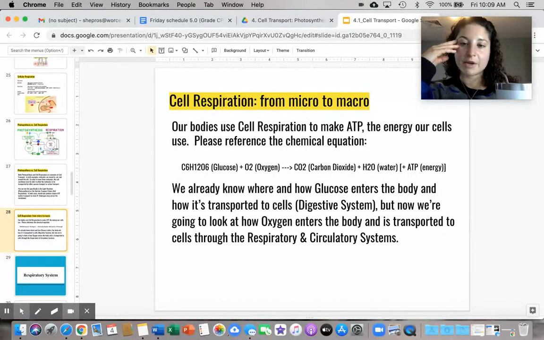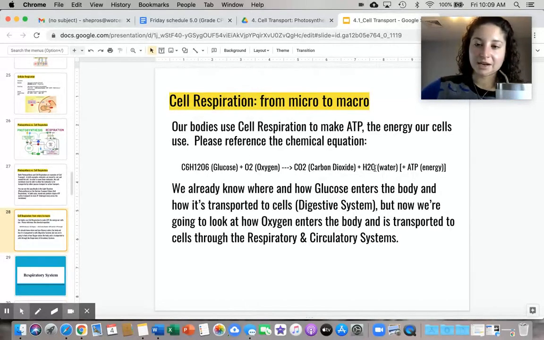Please reference the chemical equation. So it's here again for you to look at. This again needs to be tattooed on the inside of your eyelids. We already know where and how glucose enters the body because we eat food. It's in our digestive system, and that is absorbed in the small intestines through the villi. But now we're going to look at how oxygen enters the body and is transported to cells through the respiratory and circulatory systems. So this is getting us ready to, like I said, look at those two different body systems.